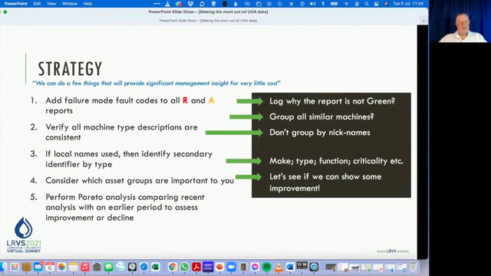So if we perform some kind of Pareto analysis, let's say on the last 6 months, and then do it again in 6 months' time, we'll be able to see if some of the faults that we identified we've actually been able to improve. And that's bottom line savings, that's real money.